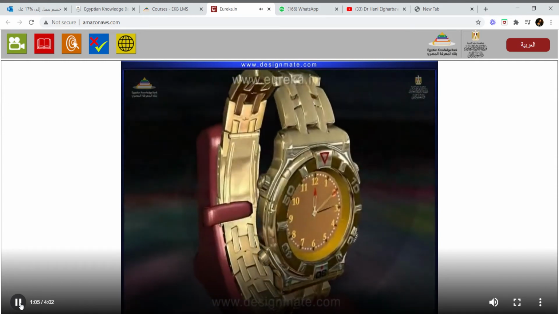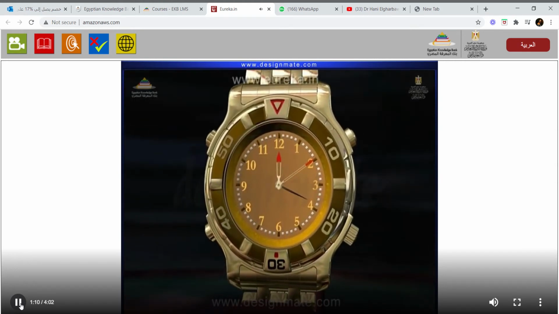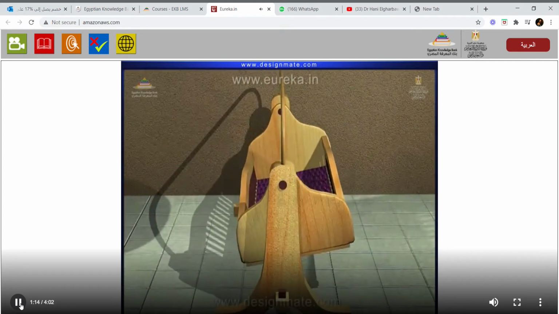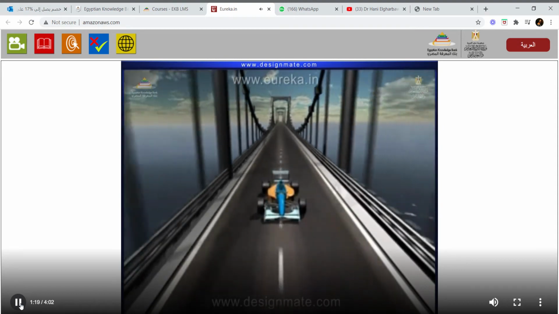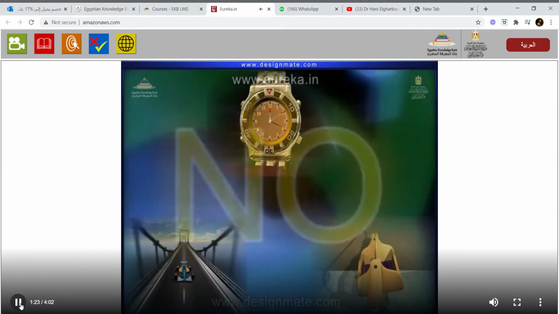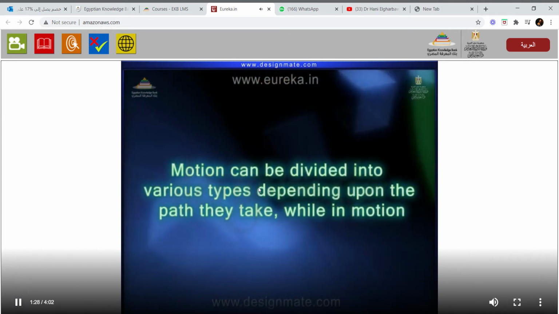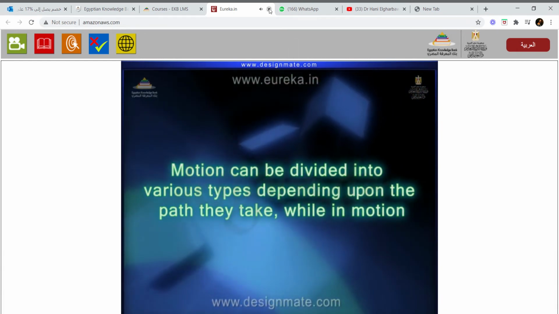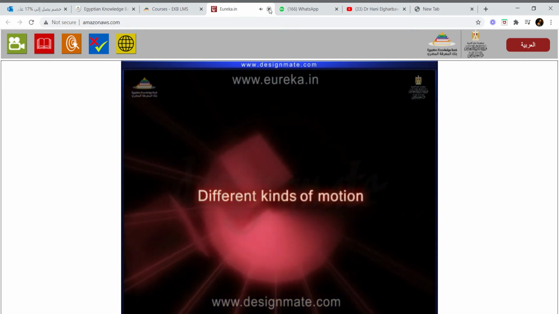We have all seen the second hand of a watch. Have you ever observed its motion carefully? Likewise, observe a swinging cradle or a car moving on a straight road. Do they move in a similar manner? The answer is no. Generally, motion can be divided into various types, depending upon the path they take while in motion. Let us now try to understand the different kinds of motion.